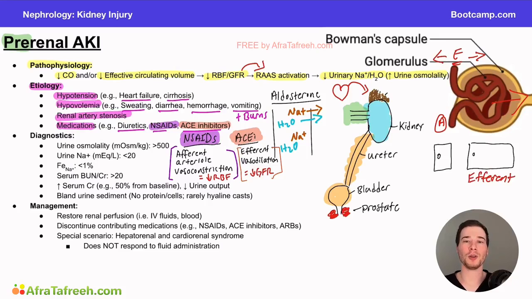Again, both of these are going to lead to what? It's going to lead to a decrease in renal blood flow and/or a decrease in the GFR. Again, starting us on this cascade of RAS activation and giving us our classic presenting findings of low urinary sodium and water. So next, I want to move on to diagnostics, and this is super important for acute kidney injuries.